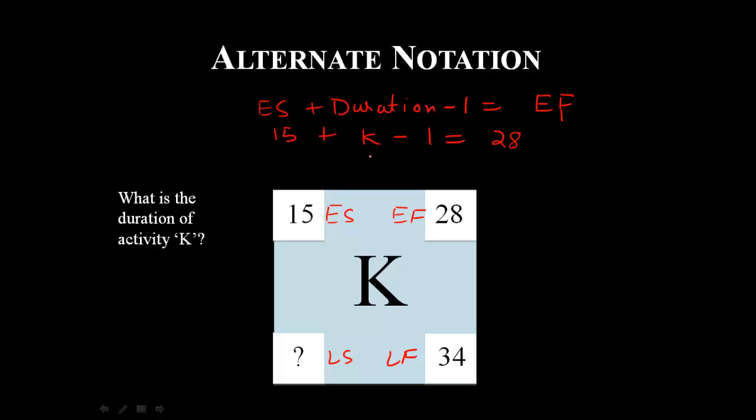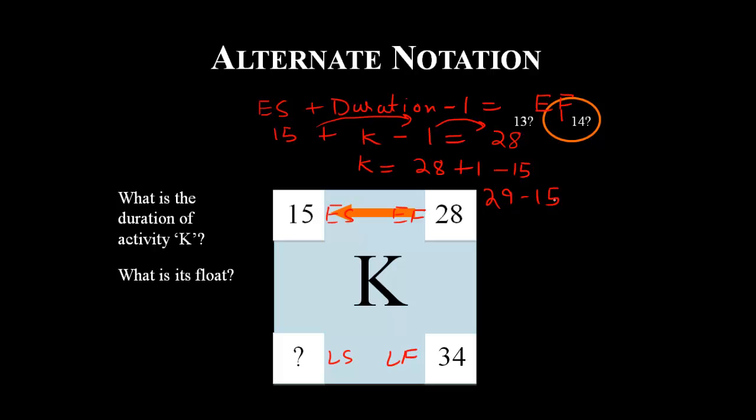To calculate the value of K, let's take these values to the other side. It's 28. This 1 went to this side; because it was negative, it became positive. This 15 also went to the other side of the equation. It was plus 15, so we did minus 15. So it's 28 plus 1 minus 15. It's 29 minus 15, so it's 14.